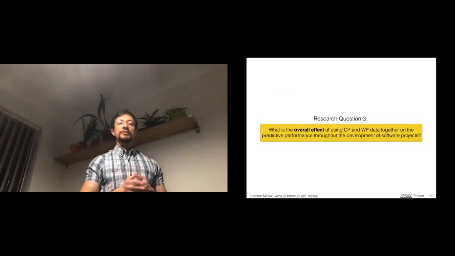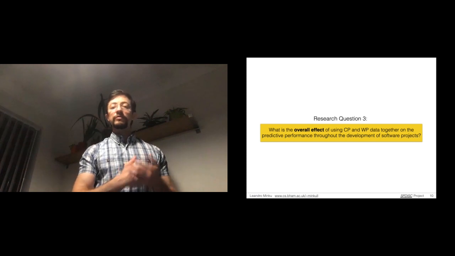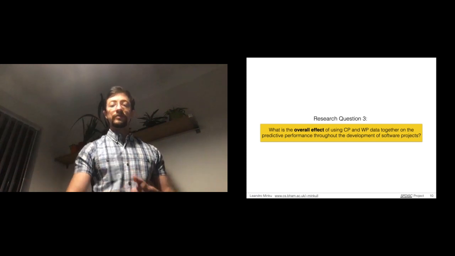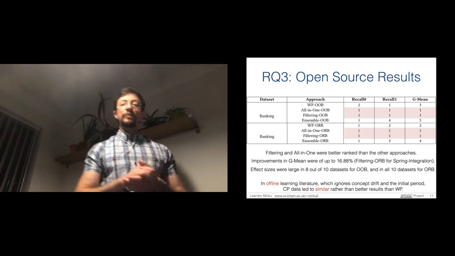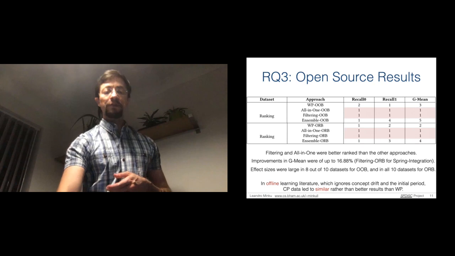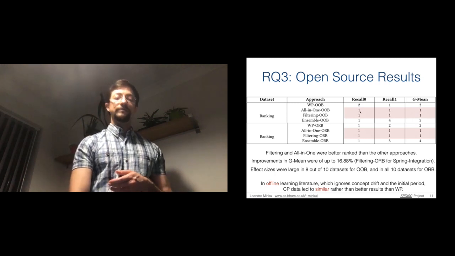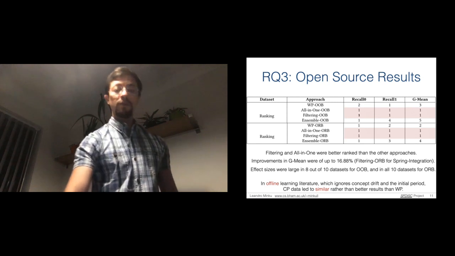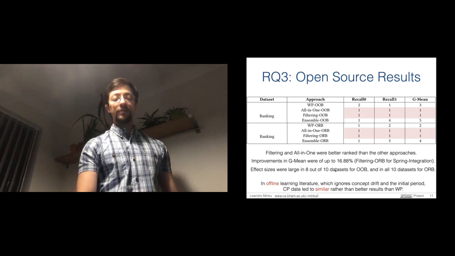Our third research question is, what is the overall effect of using cross-project and within-project data together on the predictive performance throughout the development of software projects? And we found, based on our open source data, that the filtering and the all-in-one approaches were better ranked than the other approaches, both in terms of G-mean, recall on the defect-inducing class, and recall on the clean class. The improvements in G-mean were up to 16.88%, and the effect sizes were typically large.